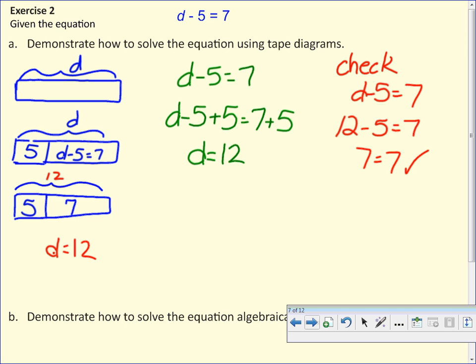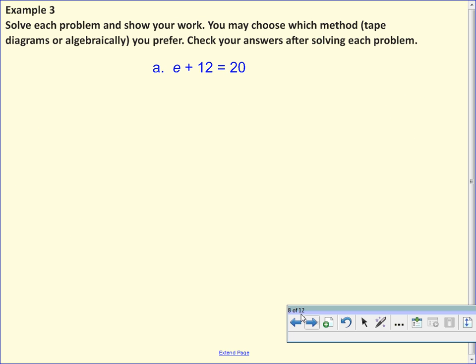Questions on where any of those steps came from, or the pictures, or the numbers, why I added, why I subtracted? All right, I'm going to ask you to try A on your own, but I want you to do it with the tape diagram and algebraically and the check. I know it says that you could choose, but this time I'm going to ask you to do both as practice.